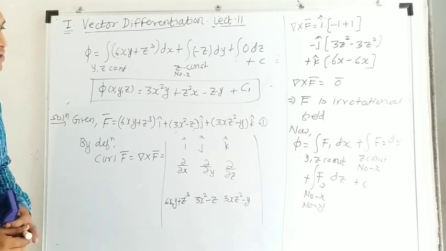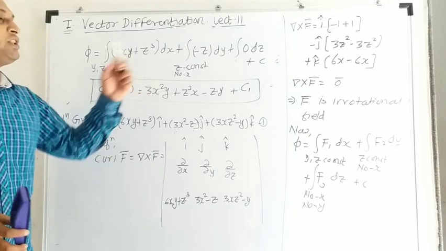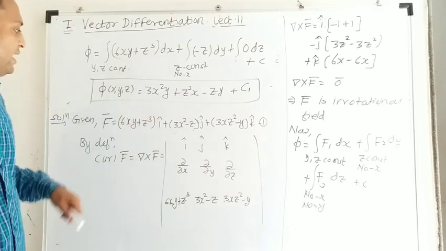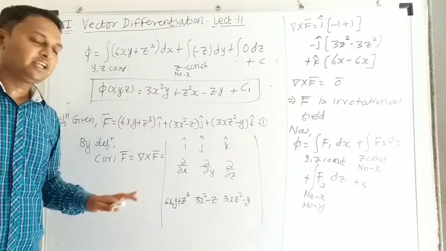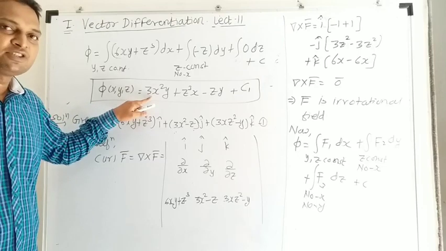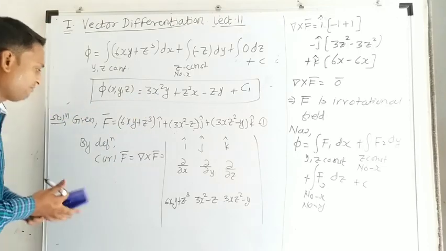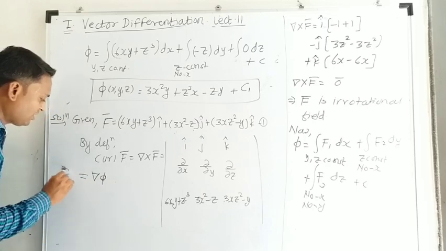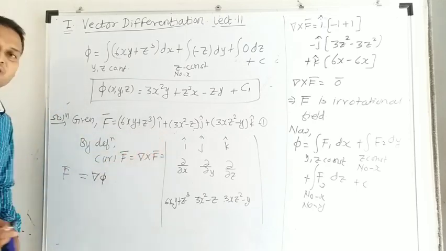So it is very easy to integrate. Just the conditions on the integrations are necessary to check. This is the final value of phi. And if you want to check whether your answer is correct or not, find the gradient of this function, del phi. And that del phi, if equal to f bar, which is this function, then only your answer is correct.